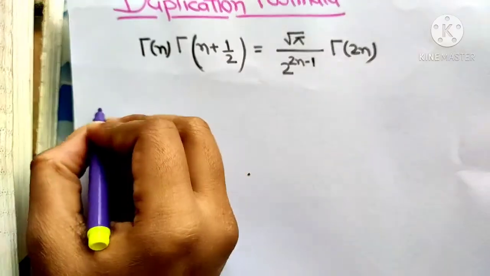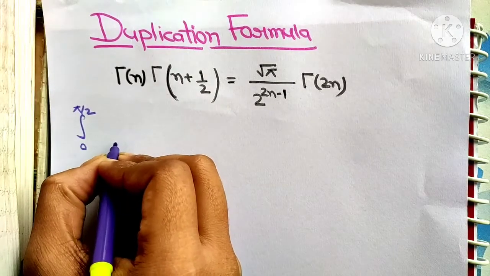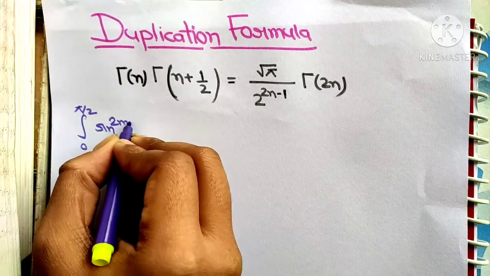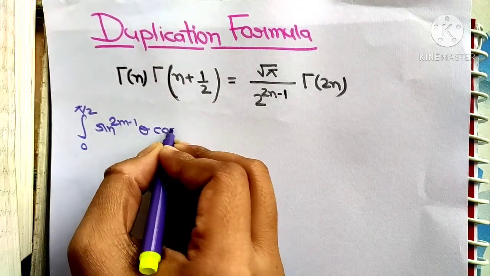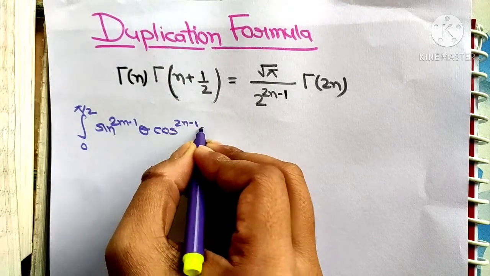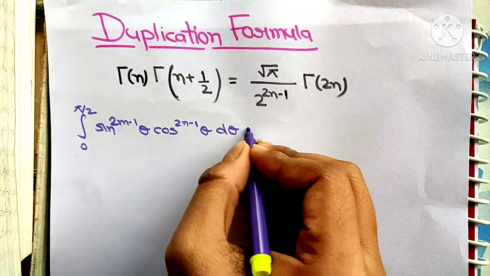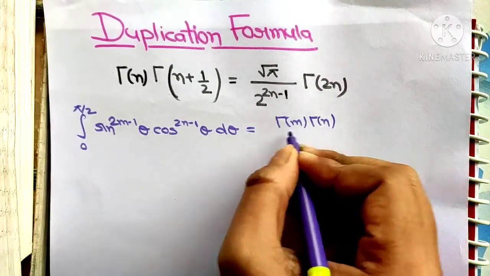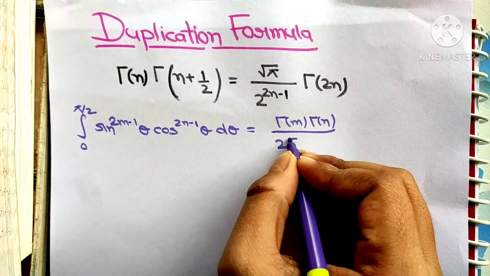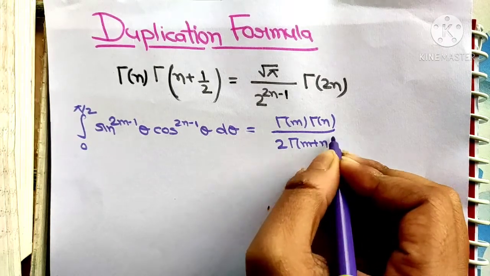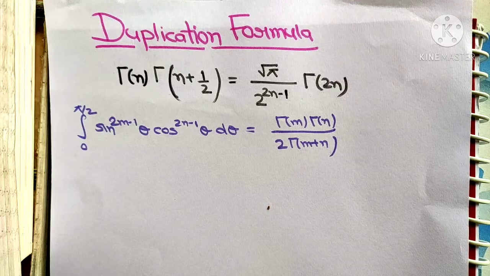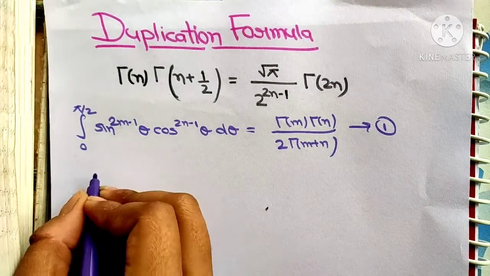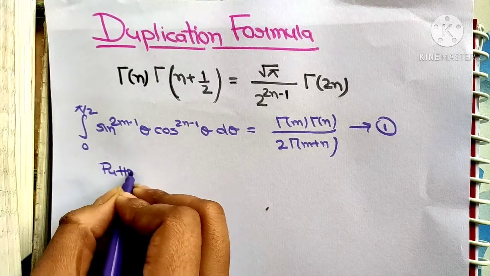Okay, let's see the proof. We know that the integral over 0 to pi by 2 of sin^(2m-1) theta cos^(2n-1) theta d theta equals gamma m gamma n upon 2 times gamma (m plus n). Call this equation 1. Now we are going to put m equals 1 by 2.